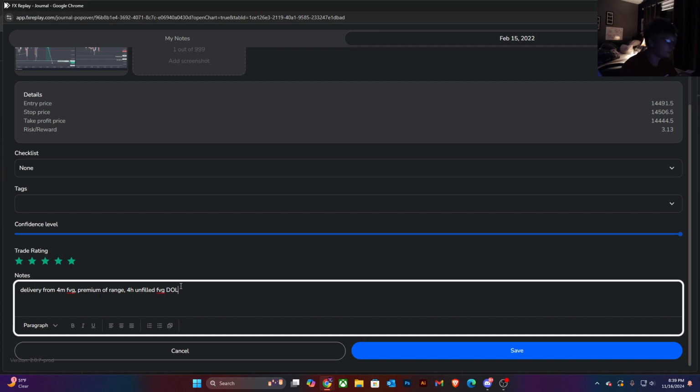Four-hour unfilled fair value gap drawn, liquidity below, equal low below. Limit entry on the 4-minute inversion, retap if we don't take the equal low before that, and also a bearish OB protecting the stop loss.